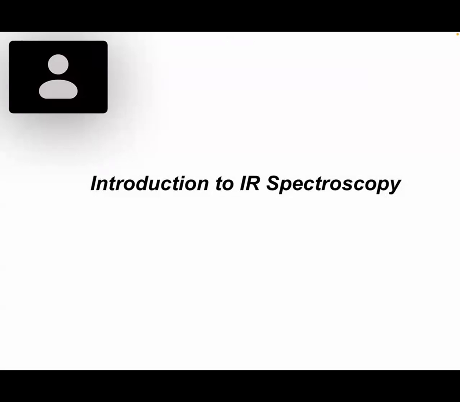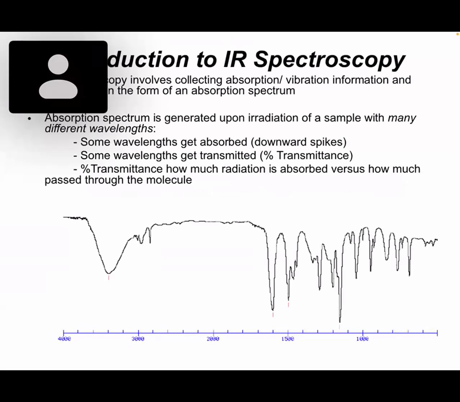All right, so I gave you a sample the other day, but this is a sample infrared. Everywhere you see a downward spike is indicative of an absorbance, or where infrared radiation gets absorbed. If it's flat, that means there's no absorbance in that area. But if it's a downward spike, that means that infrared radiation has been absorbed there.